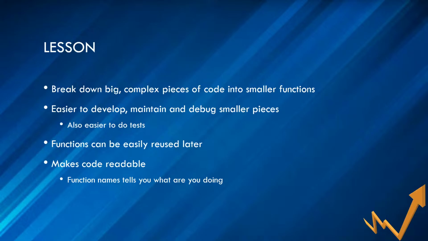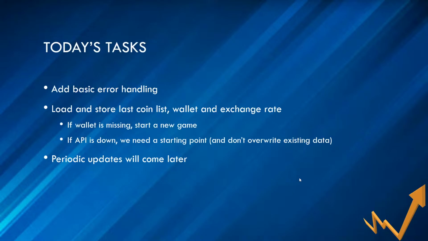Also, if we have functions, we can reuse them later, meaning that if we write once and use many times, we've already decreased code complexity. We also improved readability, because the function names tell us what the code is doing. So it's better to make smaller functions that describe what the code is doing, and it will be easier to write. What will we do today?